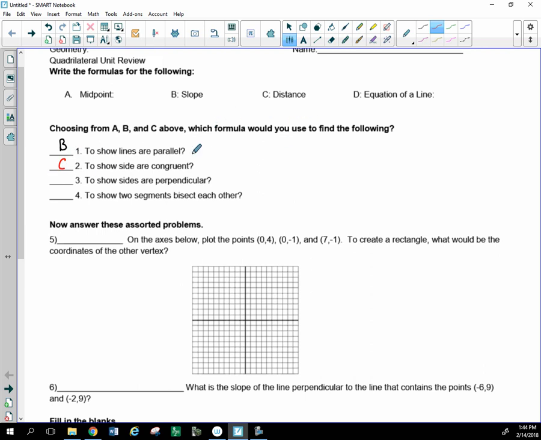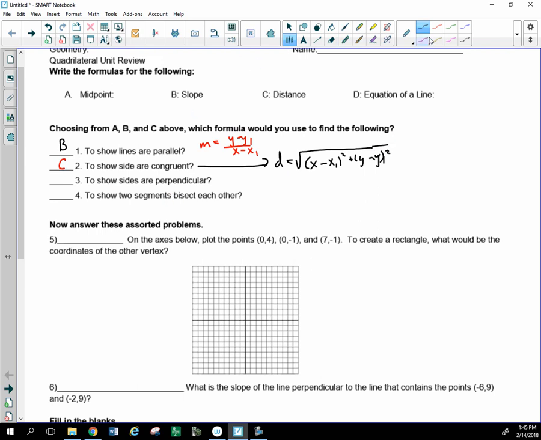Remember the slope formula is y minus y1 over x minus x1, and our distance formula here, remember, is the square root of x minus x1 squared plus y minus y1 squared. And so then that is our formula.